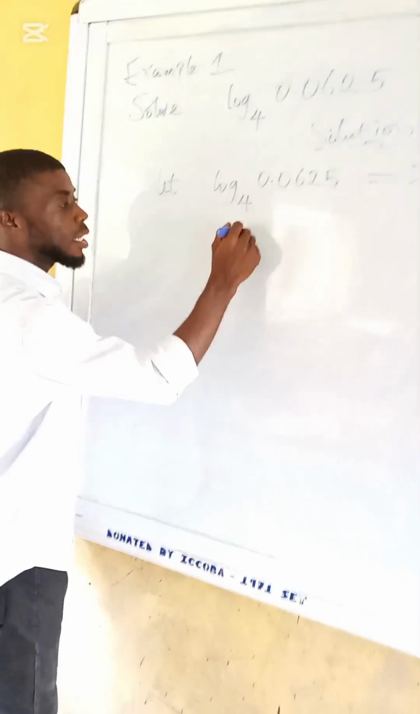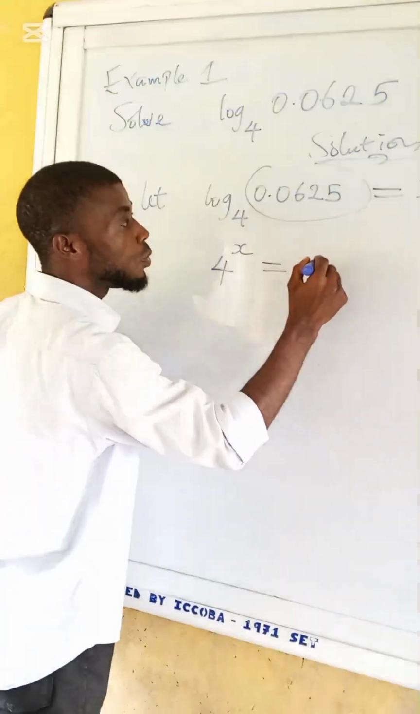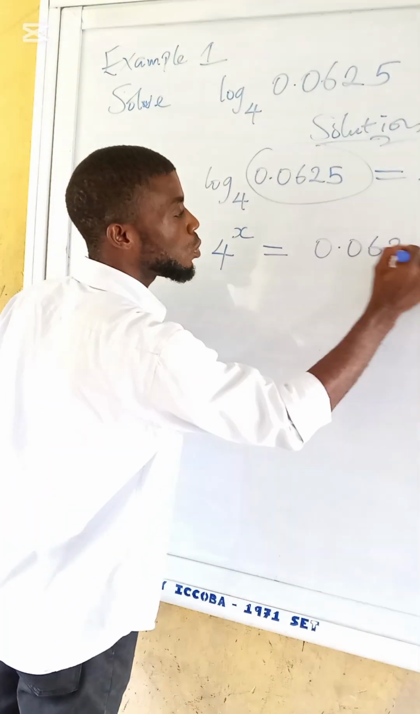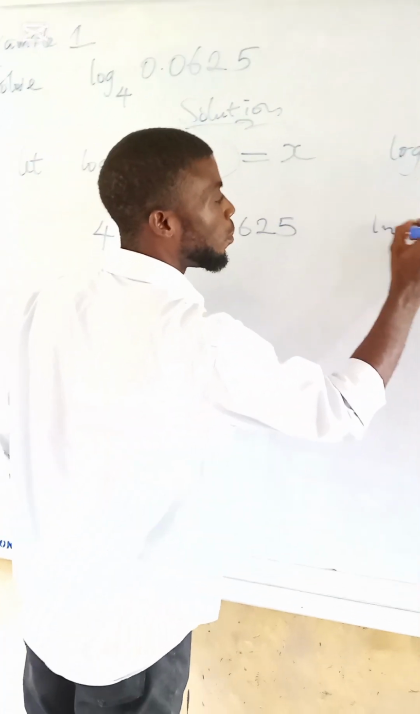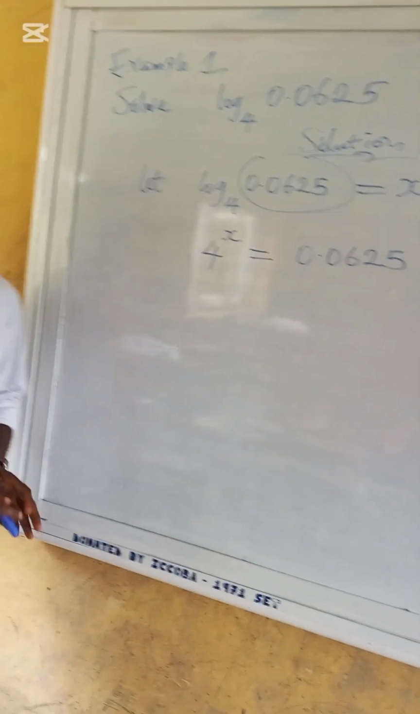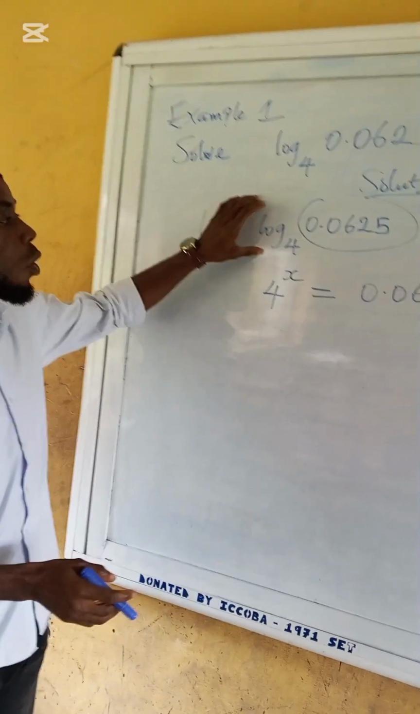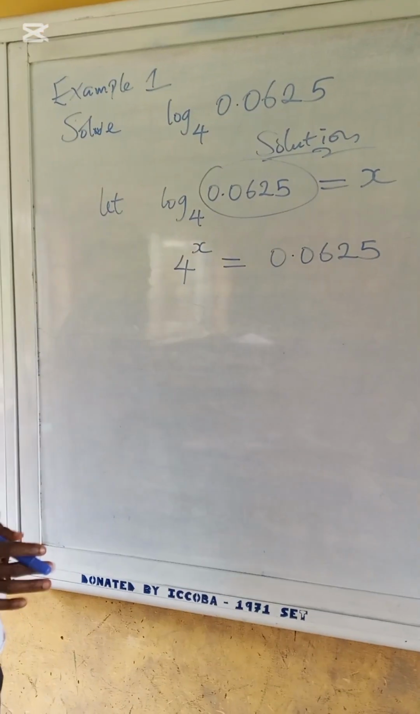So this part, we can say that 4 is raised to the power of what? x, and it will be equal to this very number here, 0.0625. So that will now have an index form. We have actually moved from logarithm to what? The index form. So how do I want to solve this?